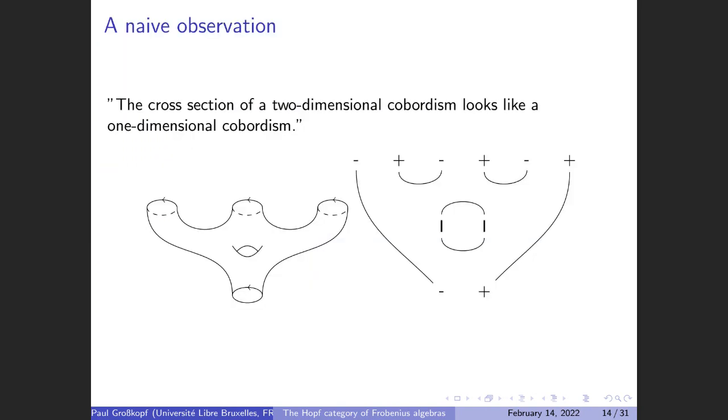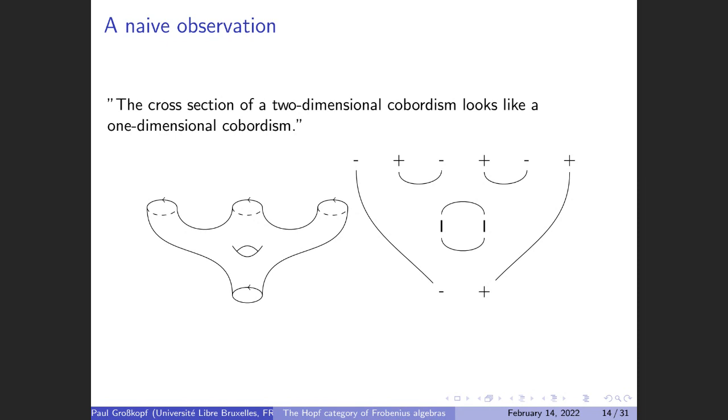One of the motivating observations we had in the beginning was, if we look at a 2-dimensional cobordism, which looks like this, for example, and we just cut it through, we do a cross section through a plane, then what we get has the similar shape of a 1-cobordism. This was our naive observation, I say, because we quickly realized that with the switch map, we don't really have a way of cross-sectioning it.